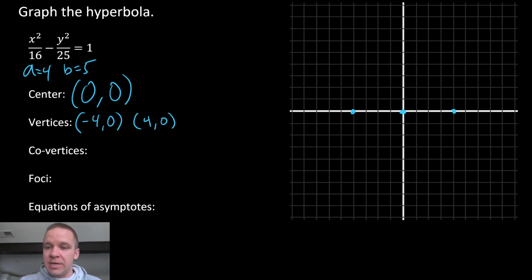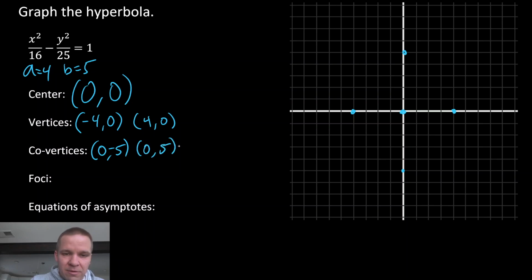My co-vertices are going to be up 1, 2, 3, 4, 5, and then down 1, 2, 3, 4, and 5. Boom. So my co-vertices are 0, 5, or how about 0, -5, and then 0, +5. Excellent. Lovely. Okay. Let's start putting down some fancy little dashes here like we did in a previous video.